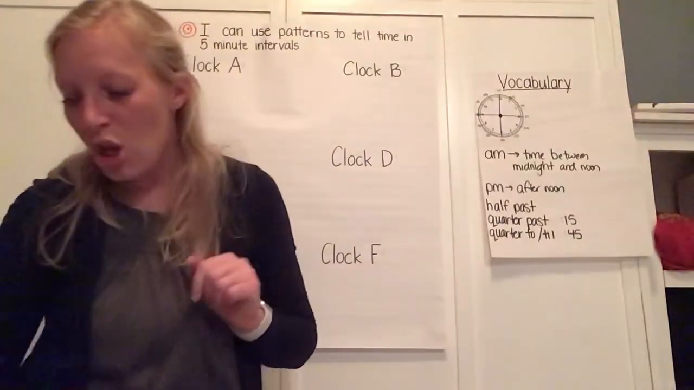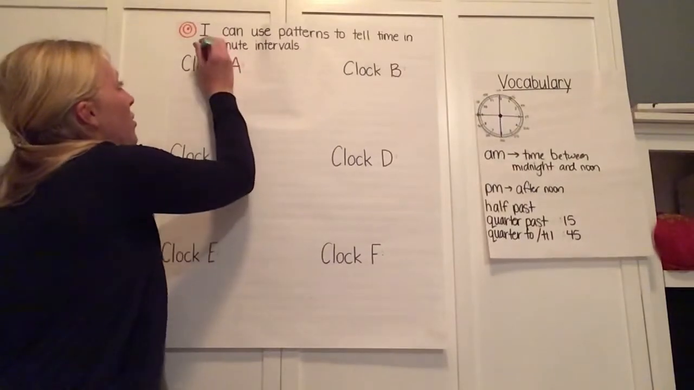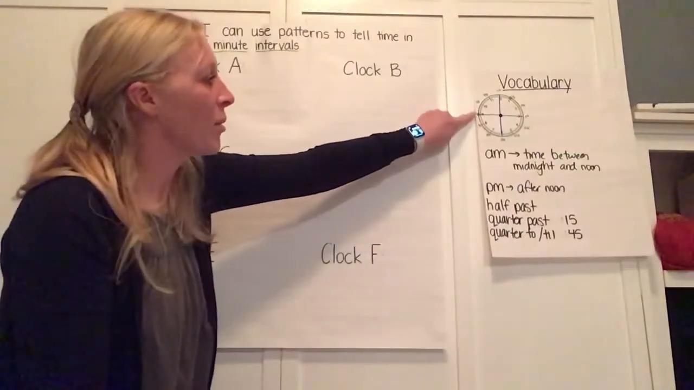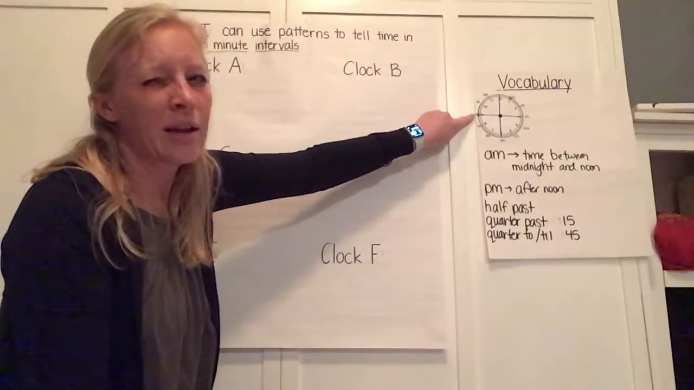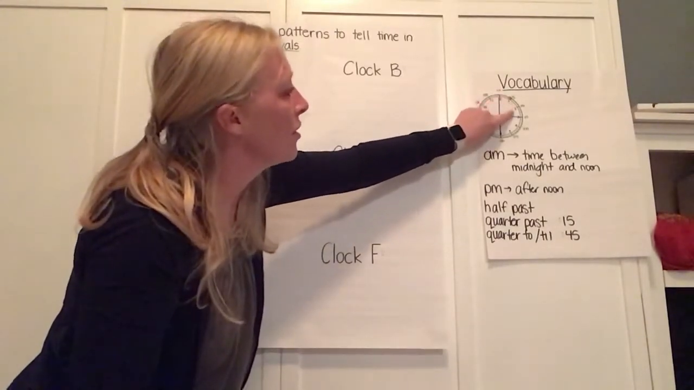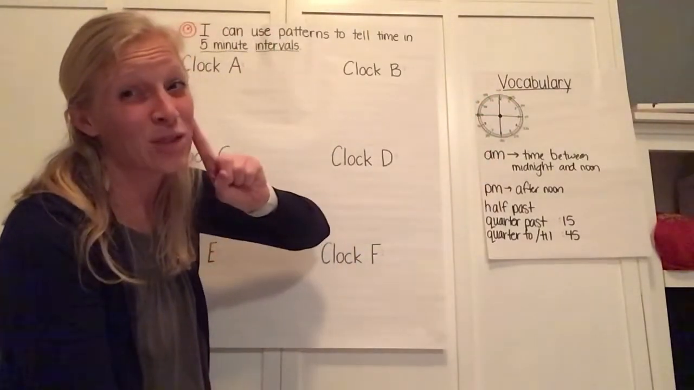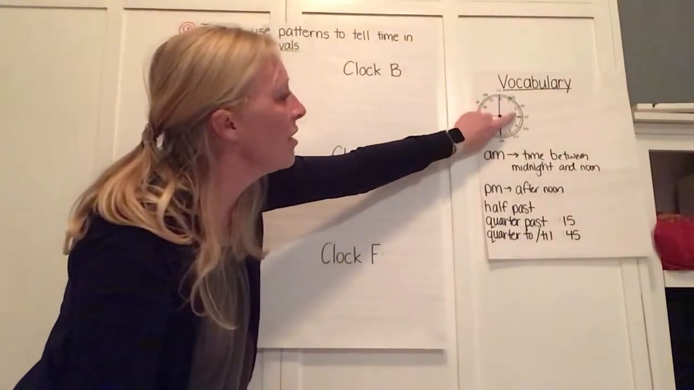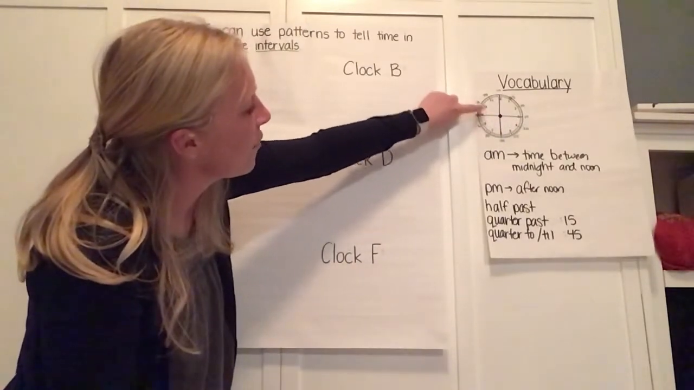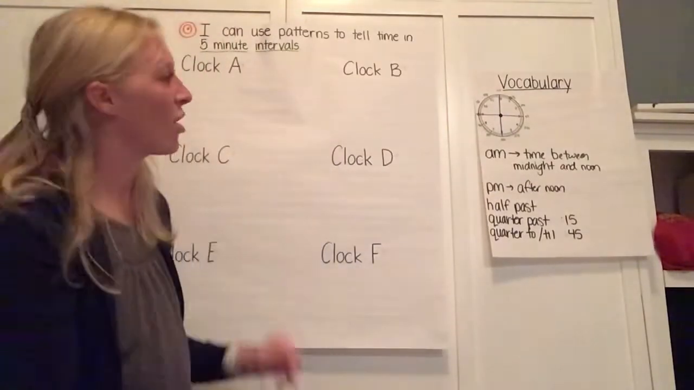I can use patterns to tell time in 5-minute intervals. So as we look at these intervals, we're going to look back at this clock over here, and we're going to think about when we are counting our minutes and we're looking at those big numbers, 5. When we look at our 1, 2, 3, all the way around, we actually can count by 5s to find out those 5-minute intervals. 5, 10, help me out guys, 15, 20, 25, 30, 35, 40, 45, 50, 55, and 60, which is our o'clock.